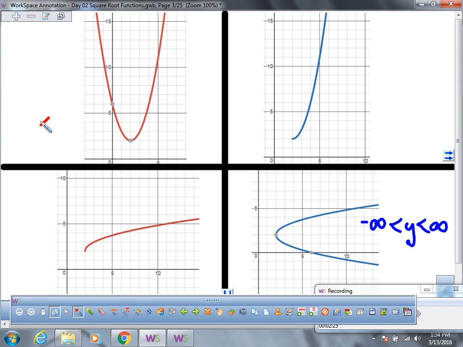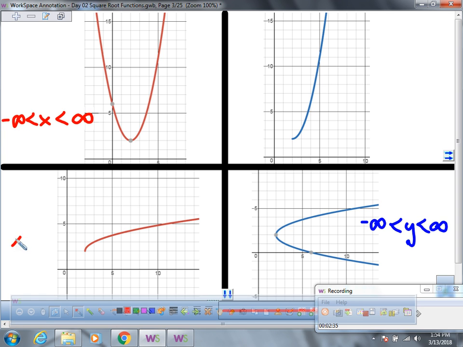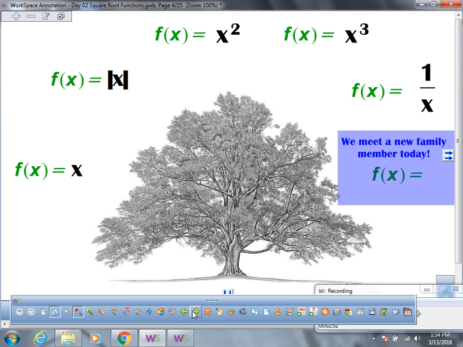What about the domain on this one? X is also infinity and negative infinity, right? But in this one, x is greater than 2, right? Everything's this way. And this one, x is greater than 2, and this one, x is greater than 2. So there's a reason for each one of them why you could pick which one doesn't belong, right? That's the whole point of which one doesn't belong. It's just what it means to you.